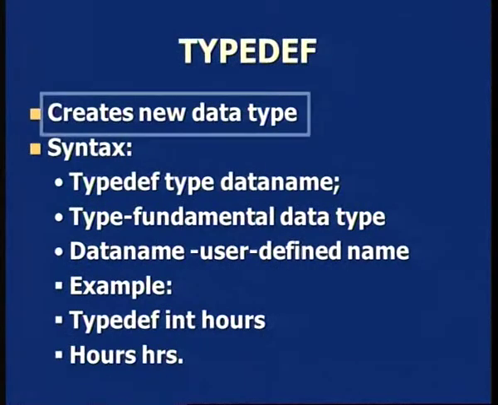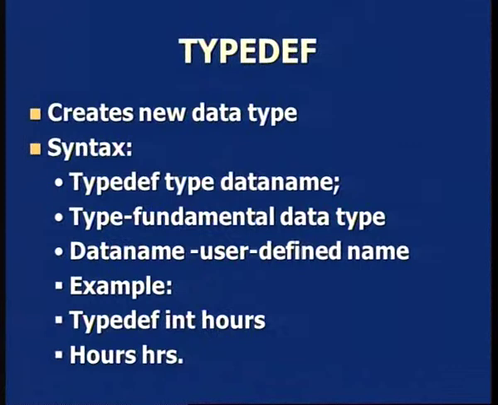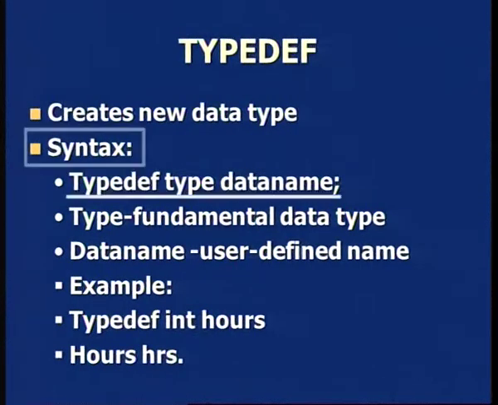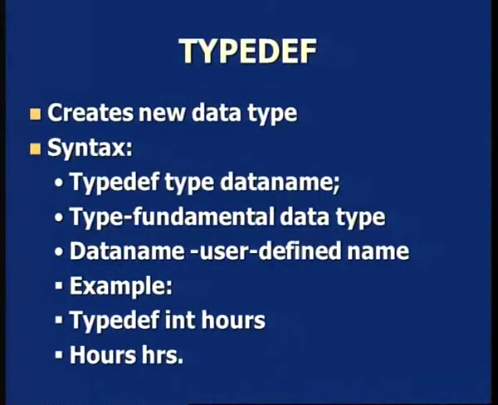So this type definition is a slightly more advanced concept than that, where you give your own name for a data type. You are defining your own type. So this is used for creating a new data type. The syntax is typedef. Typedef is the keyword. Type is the data type which is already existing. The data name is the name you give to the existing data type. So we will see an example.